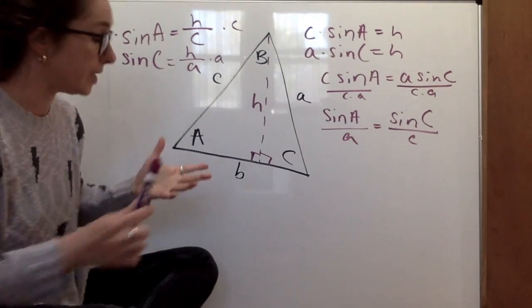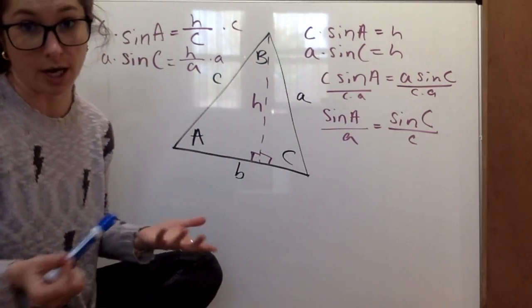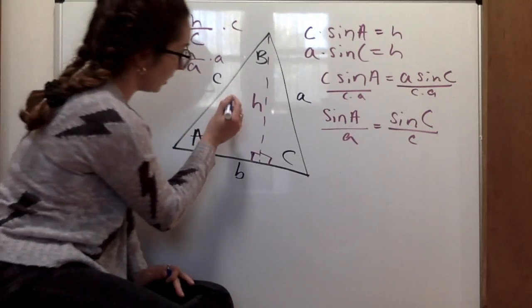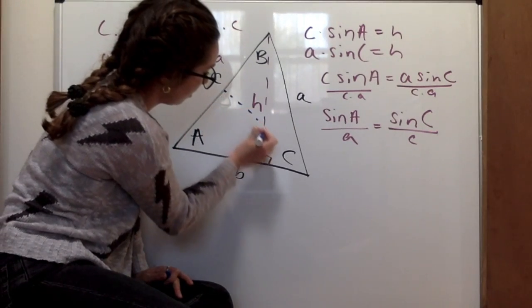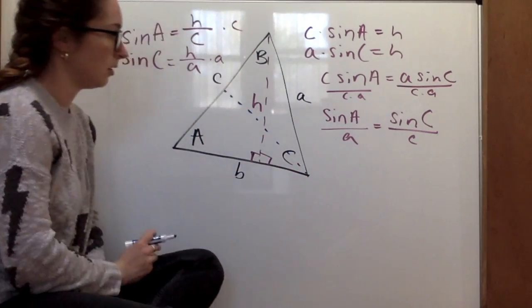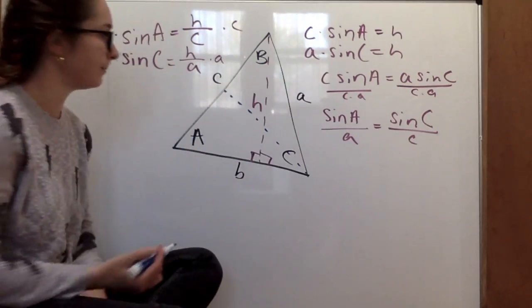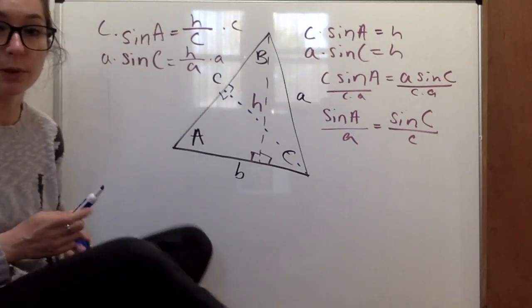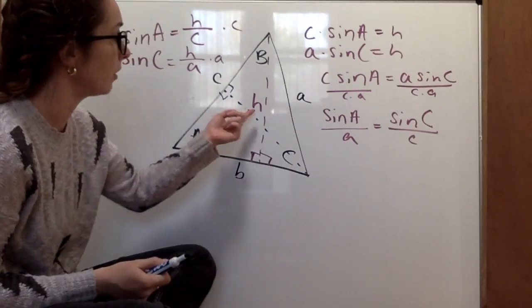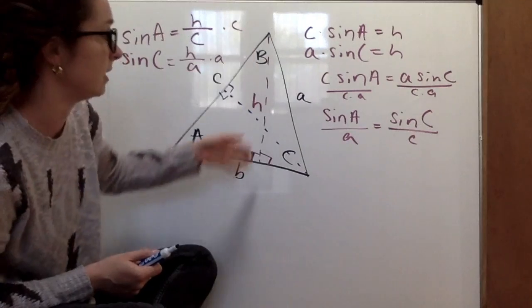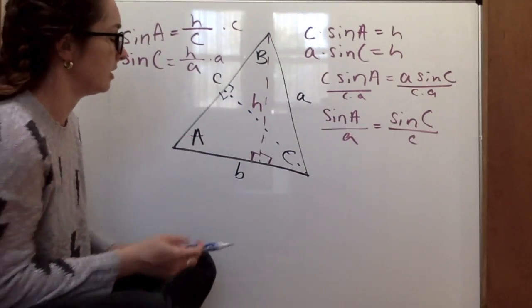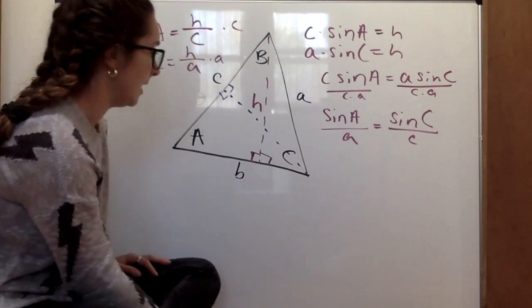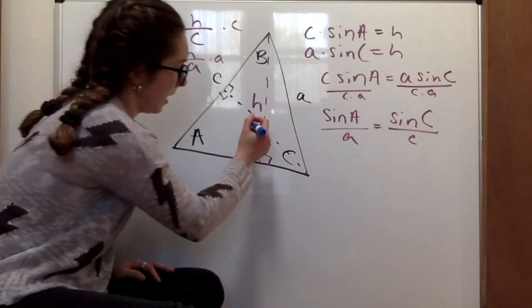So if I want to include B, I just have to draw a different height. I have to have my height going the other way. Or I could have drawn it from angle A, it doesn't matter. This blue height, I don't necessarily know if it's the same height as my original H, so I'm going to call it a different letter. I'll call it X.